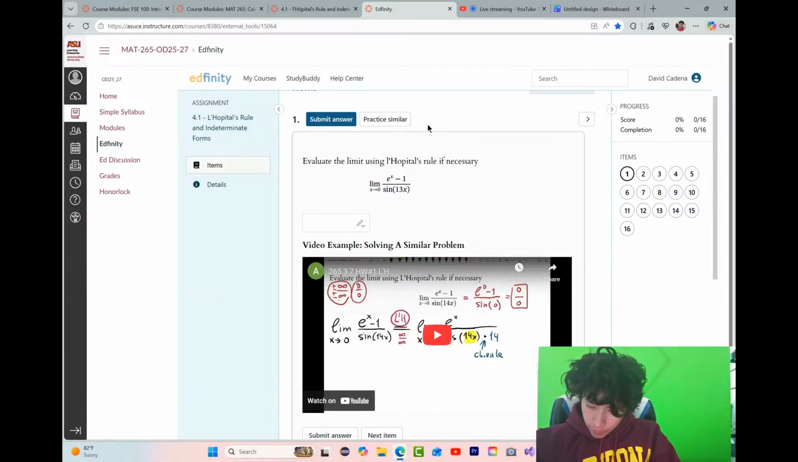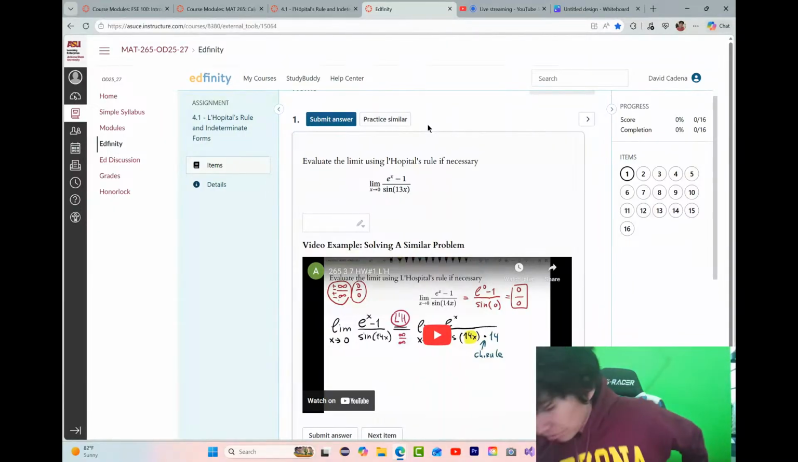So therefore, we have the limit as x tends to 0 of, the derivative of e to the power of x minus 1 is simply going to be e to the power of x times the natural logarithm of e, and e raised to what power is e? That's 1. So e to the power of x times 1, that's simply e to the power of x. Perfect. So we have e to the power of x over, and the derivative of sine of 13x is going to be cosine of 13x times 13.